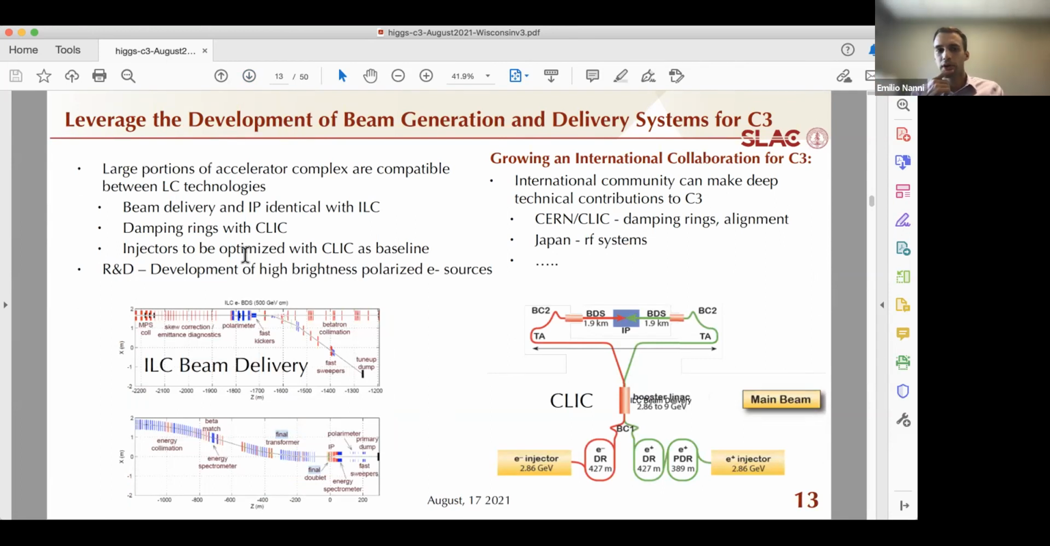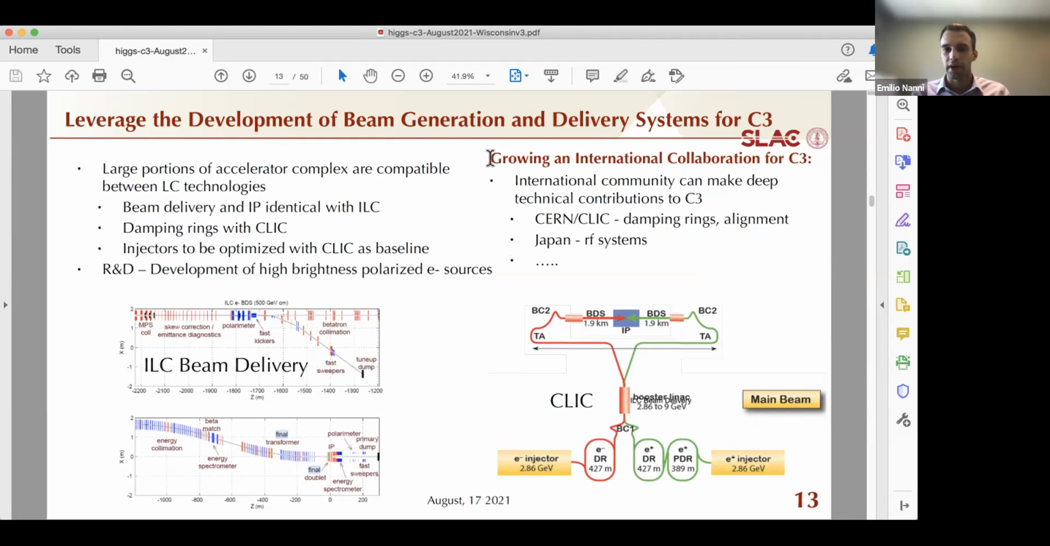As far as components outside of the main LINAC, large portions of the accelerator complex are compatible between different linear collider technologies. For example, the beam delivery and the interaction point can be identical with what was done for ILC. The damping rings have a lot in common with what has been studied for CLIC. The injectors do need to be adjusted a bit, but could be optimized, for example, with CLIC as a baseline, or possibly some of the R&D that we're doing could have a very significant impact, for example, with the development of a high brightness polarized electron source.